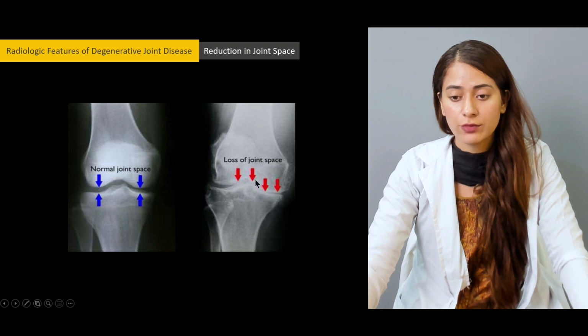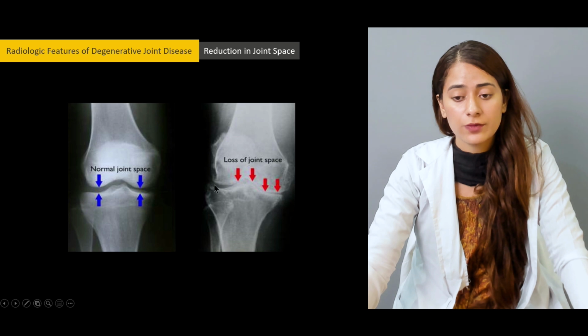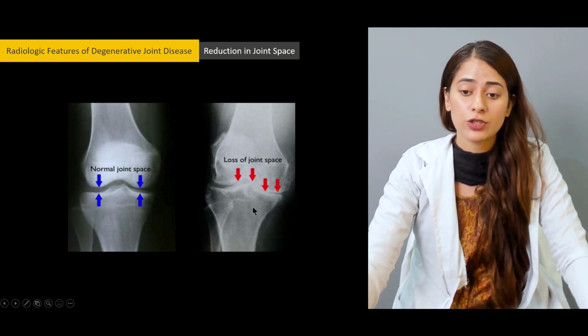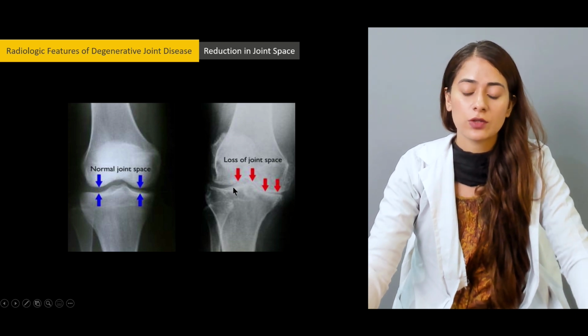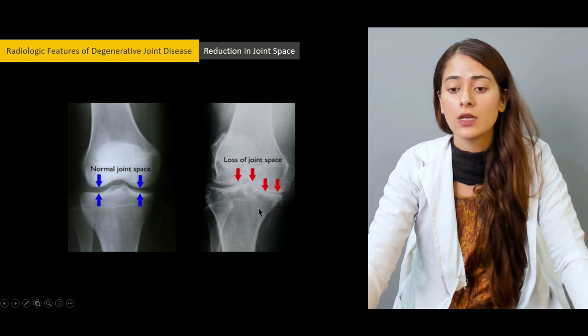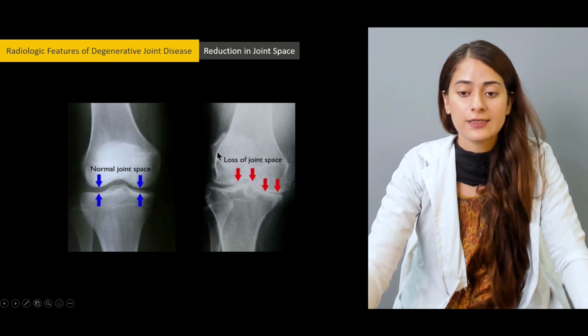There is narrowing of this space, which results in increased friction, and increased friction will result in further damage. This reduction in joint space results in increased friction, which results in increased damage, and this turns into a cycle. Then other changes also occur with the joint space narrowing, like sclerosis, which we will discuss later on. And then there will be some osteophyte formation, and all of this starts a cycle.